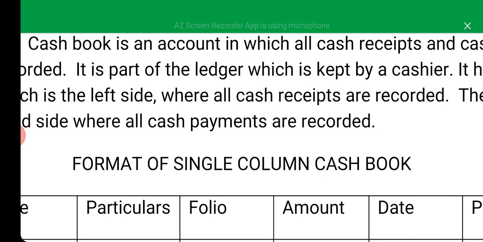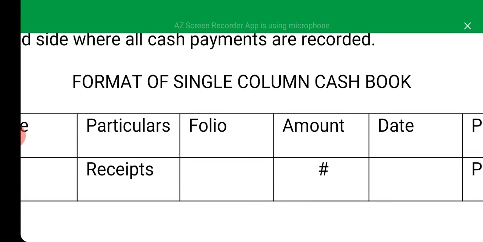It may be payment for purchases, payment of wages and salaries, payment of rent, and so on. And that of cash received, the receipt might be sales, it might be income received, and so on. So let's look at the format of single or simple column cash book.